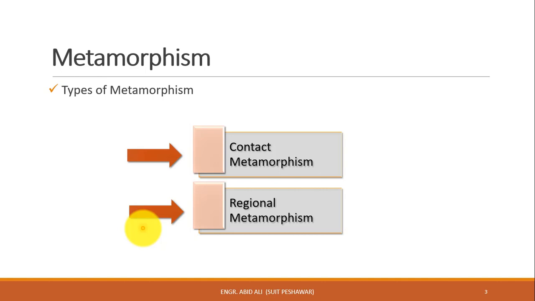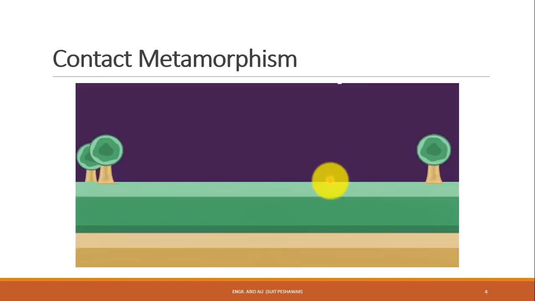There are two types of metamorphism that occur in nature. The first type is called contact metamorphism and the second is called regional metamorphism. Let's talk a little bit about the difference between these two. Now imagine you have the surface of the earth here, with some trees, and these colors here are layers of rock underground. I'm going to show you how contact metamorphism works.